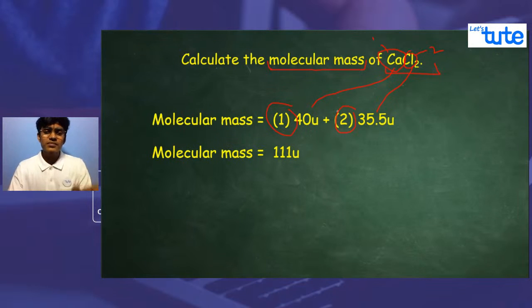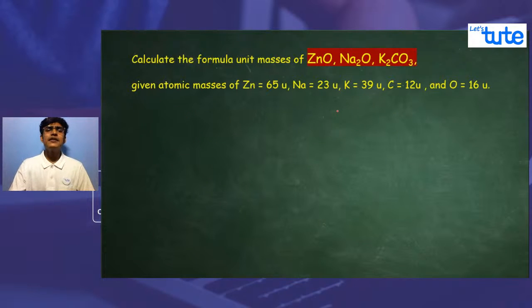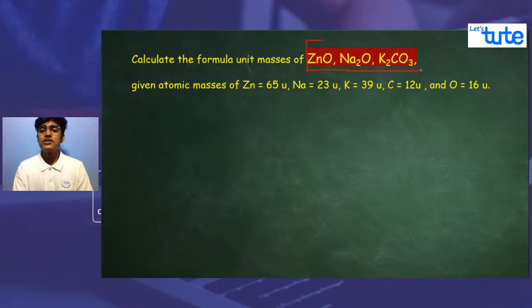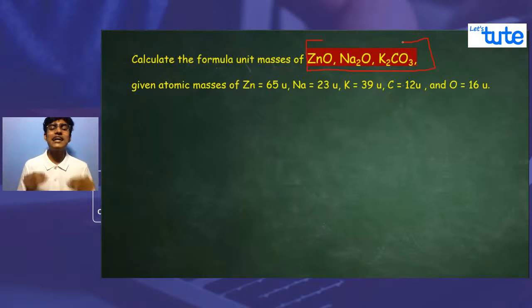Okay, so let's move to the next example. This was all about molecular mass. Now let us try to understand some different concepts. In this one also we are supposed to calculate the molecular mass of all these molecules. I have highlighted all the molecules whose molecular mass we have to find. So let us try to understand how we can find it. Let us take the first molecule. The first molecule is ZnO. I'll just change the color actually. Wait a minute.